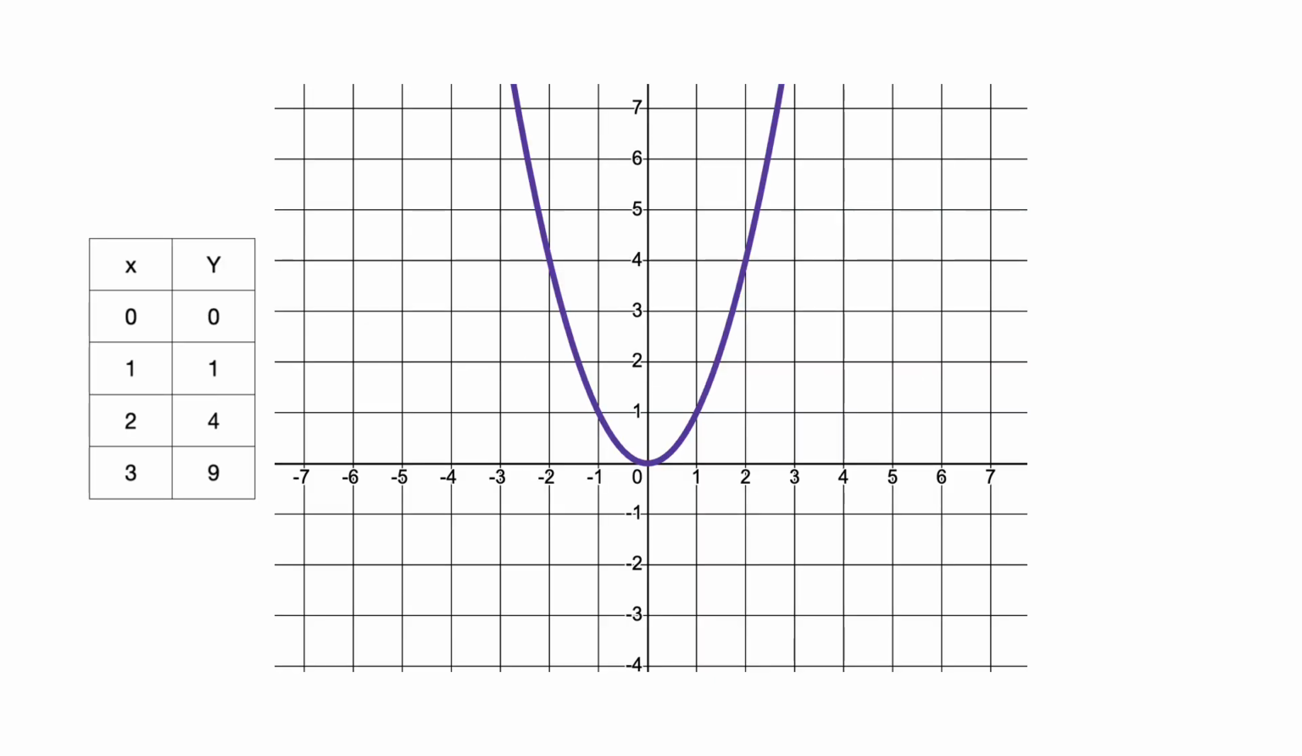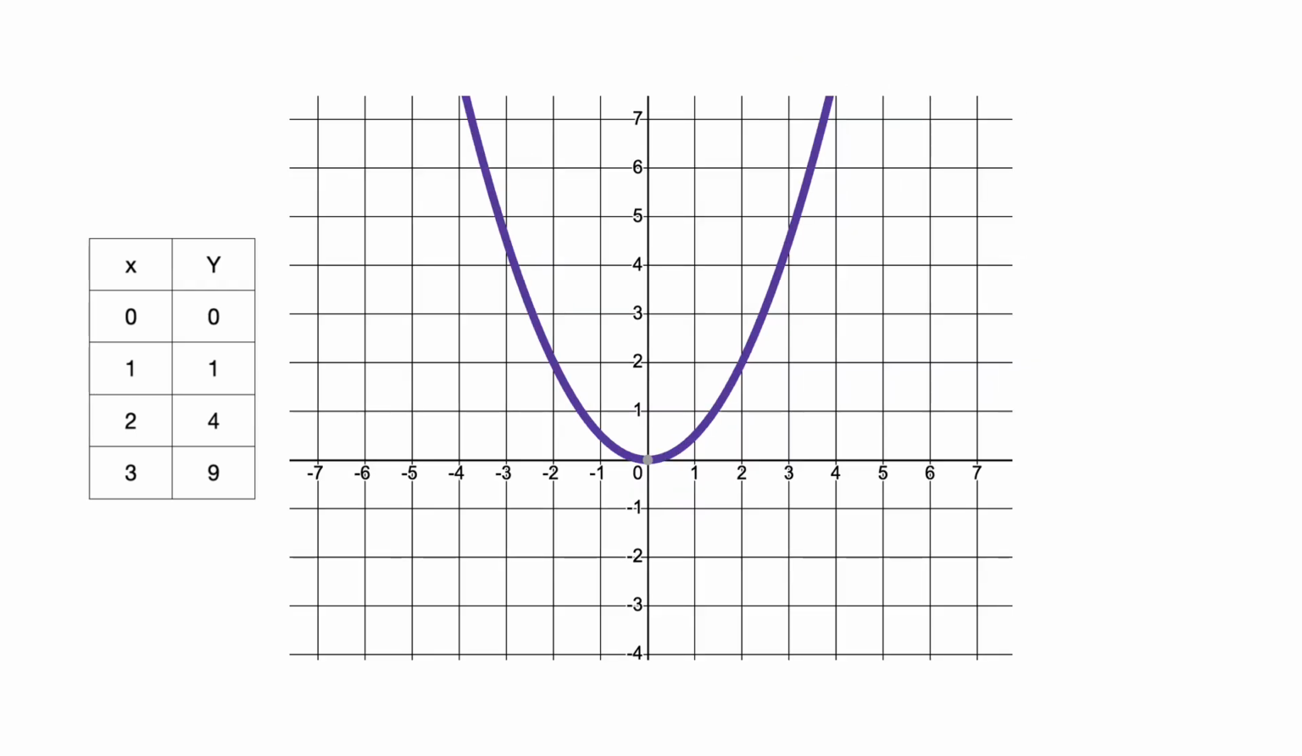So just very quickly, I know you know how to do this, but I just want to talk about this in a slightly different way. On the left, I have a table of values for our parent function, and notice that from the vertex, I can go over 1 up 1, and over 2 from the vertex up 4, and from the vertex over 3 up 9. We're going to use this to help us write an equation for this quadratic.